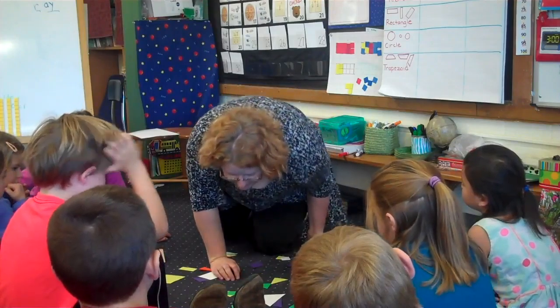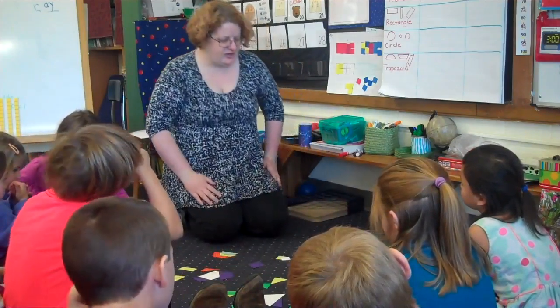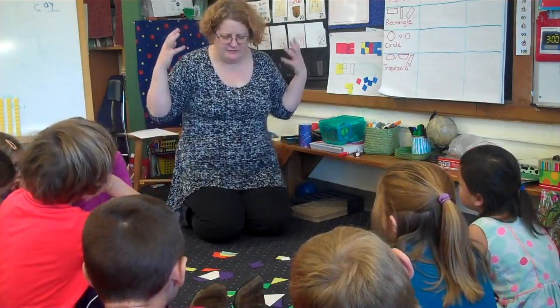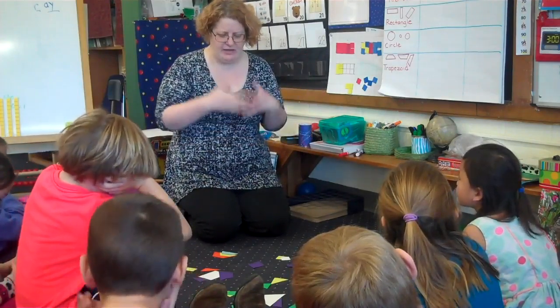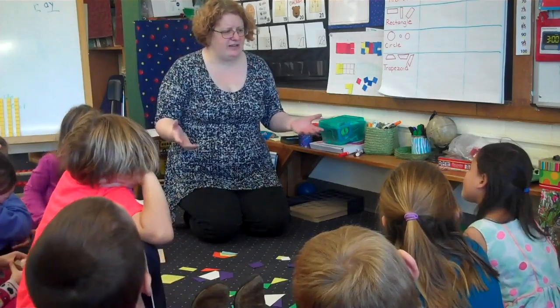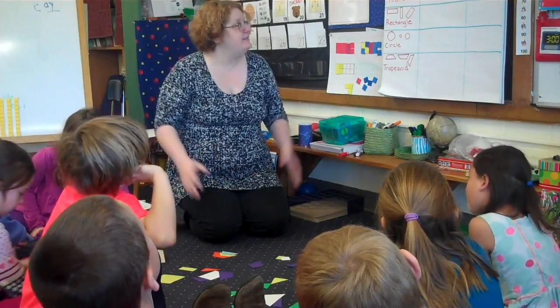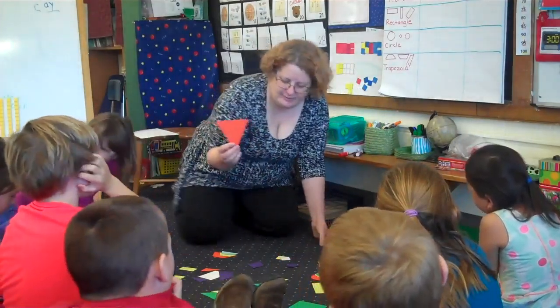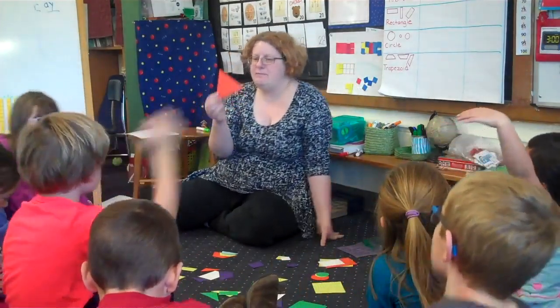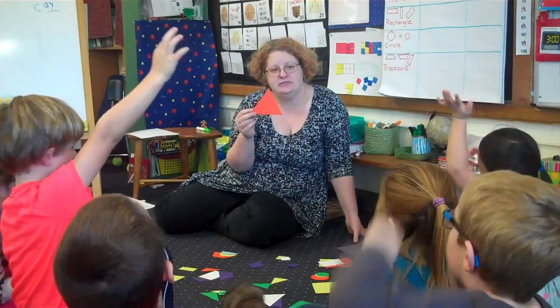Okay, so what we're going to do is we're going to look at these things and try to see what are defining attributes. What attributes are important to make something a triangle, and what are non-defining attributes? What doesn't matter? Okay, so let's start with the triangles. What do you observe about triangles? What makes a triangle?